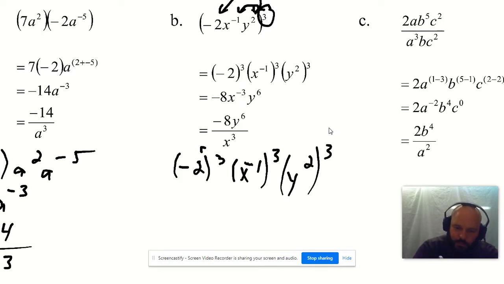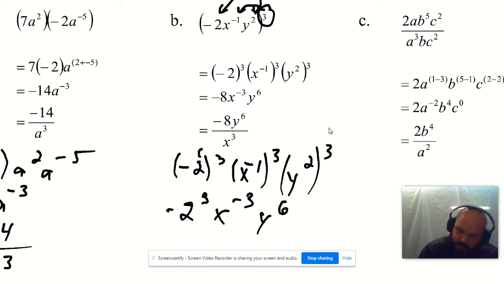That negative 2 actually has an exponent on it, and it's to the first power. Kind of ran out of room there. So we actually need to multiply the powers. So 1 times 3 is 3. So this becomes negative 2 to the third. And then we have negative 1 times 3, which is x to the negative 3. And then lastly, we have 2 times 3, which is 6, y to the sixth.